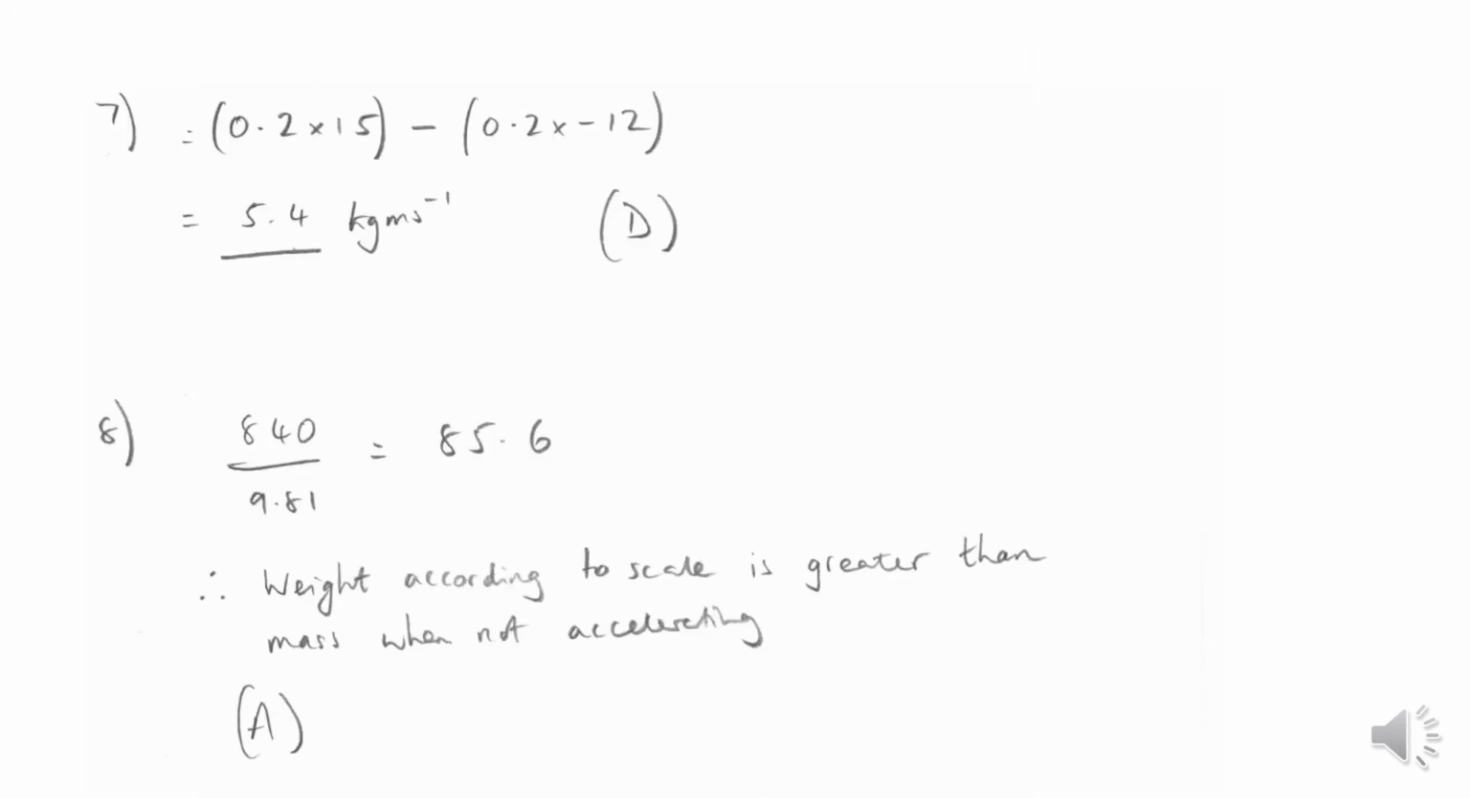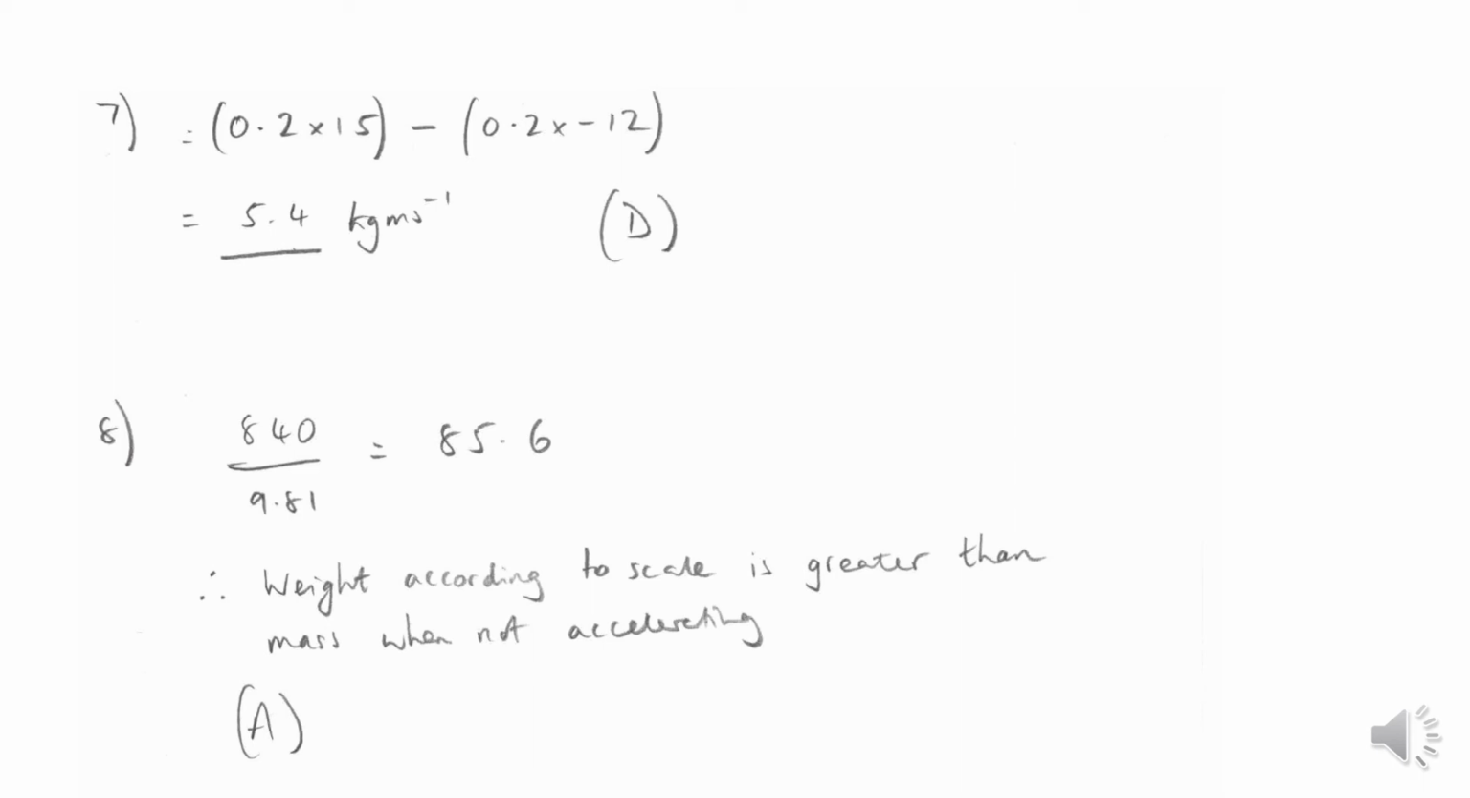Question 7, this is the tennis ball. So the momentum before is 0.2 times 15, the momentum after is 0.2 times -12. Minus because it's in the opposite direction, so we do one minus the other, and 2 negatives make a positive, so adding them together gives us 5.4 kilogram meters per second, which is answer D. Question 8.